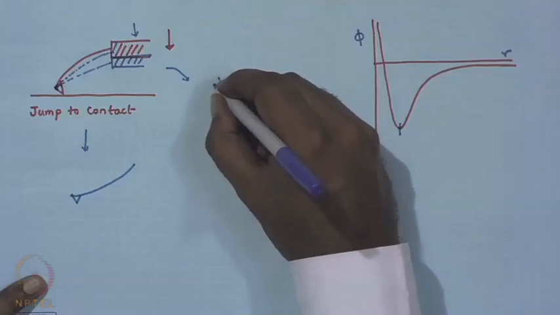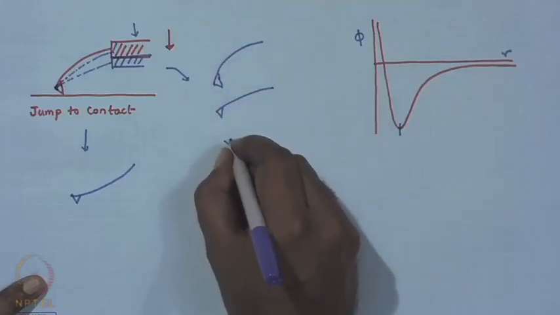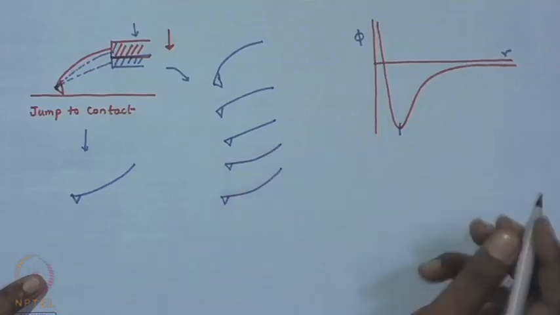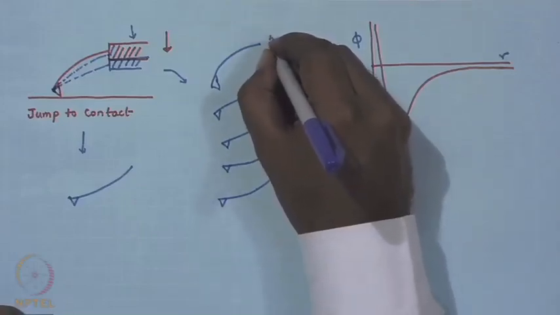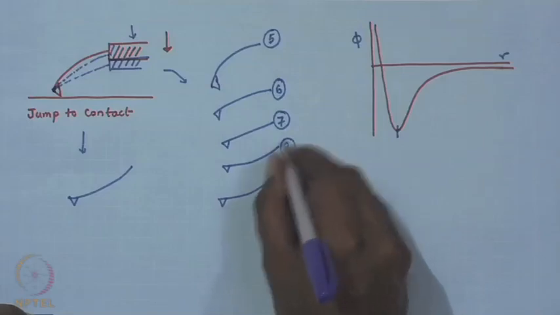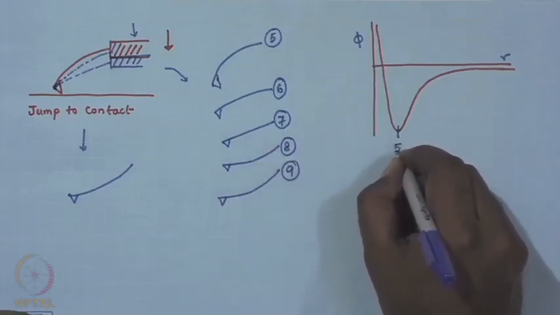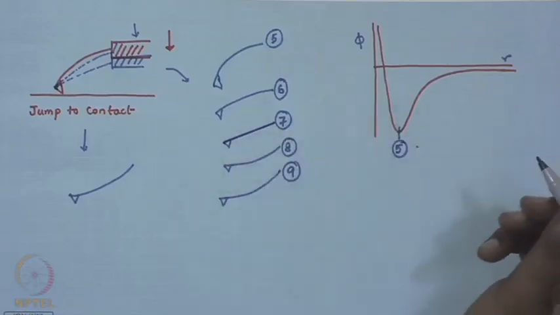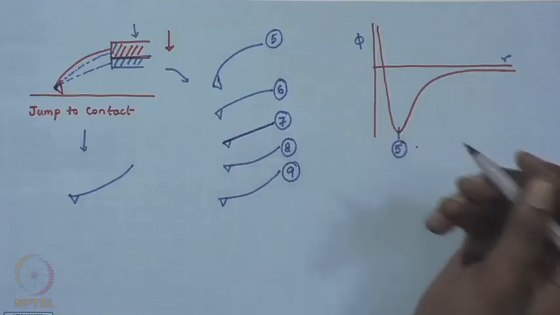So, I would put it like this, this is the configuration, let us say jump to contact, you push it further, it is going to be like this. So, what is the difference? Let us say we mark these as 5, 6, 7, 8 and 9. So, let us try to identify the points on the force curve. This is point 5. This, you see, is a scenario where there is no deflection, it is again straight. So, can you identify that point?